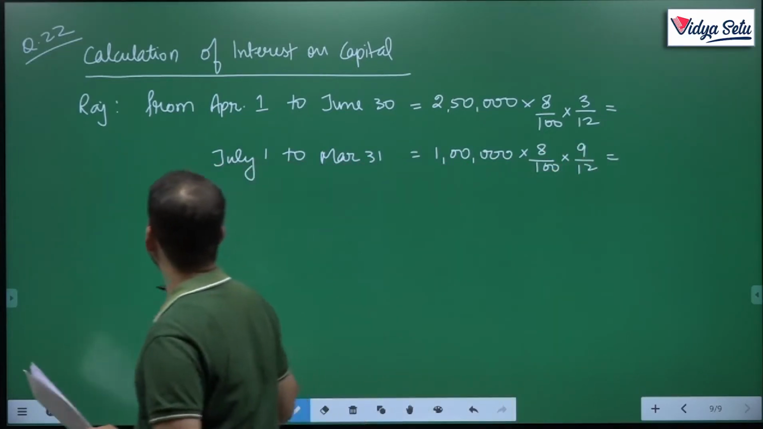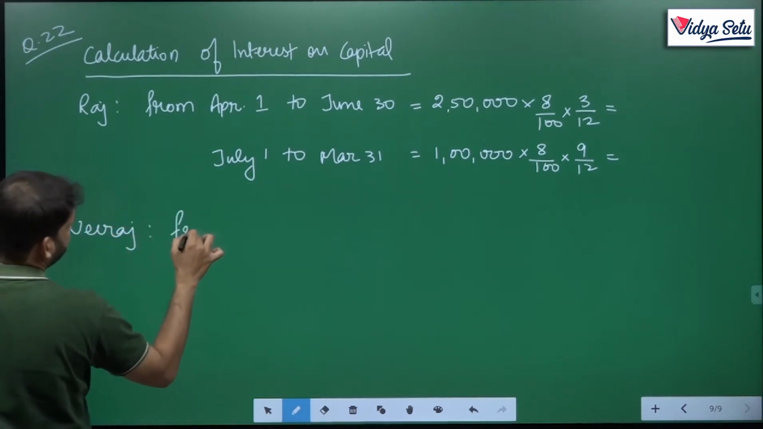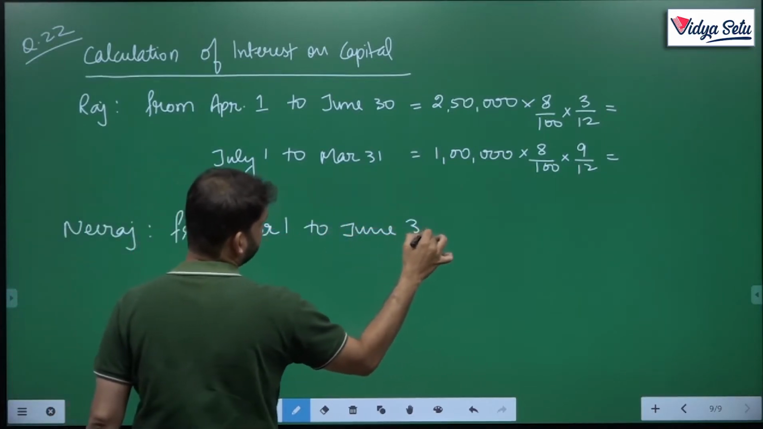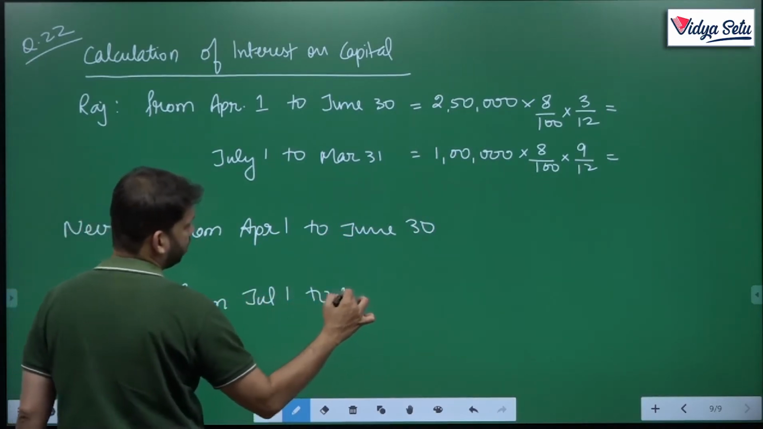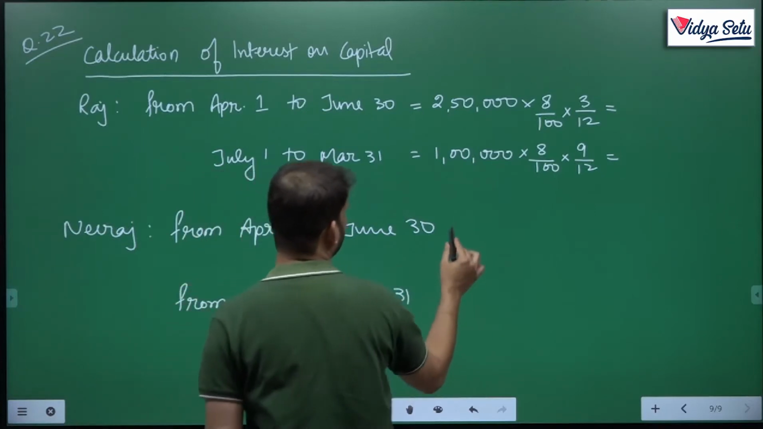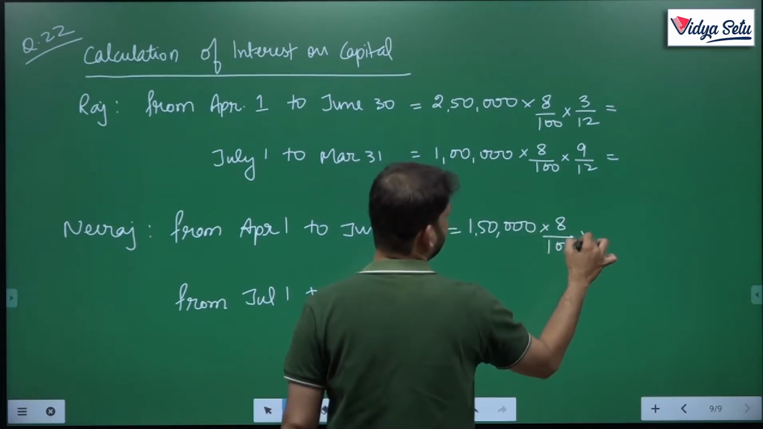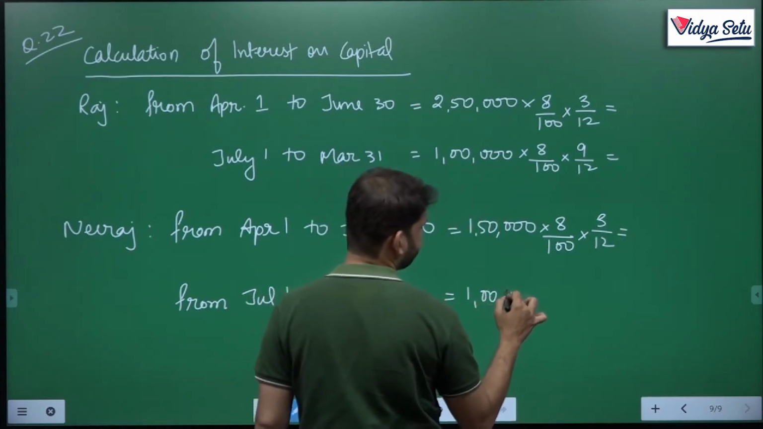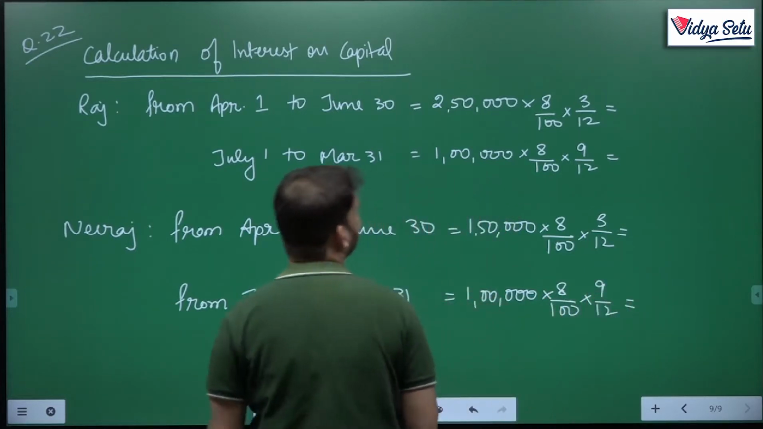We will solve this. Then comes Neeraj. Neeraj from April 1 to June 30th and from July 1 to March 31st. He had 1,50,000 for 3 months and he had 1 lakh for 9 months. So, let us solve it.